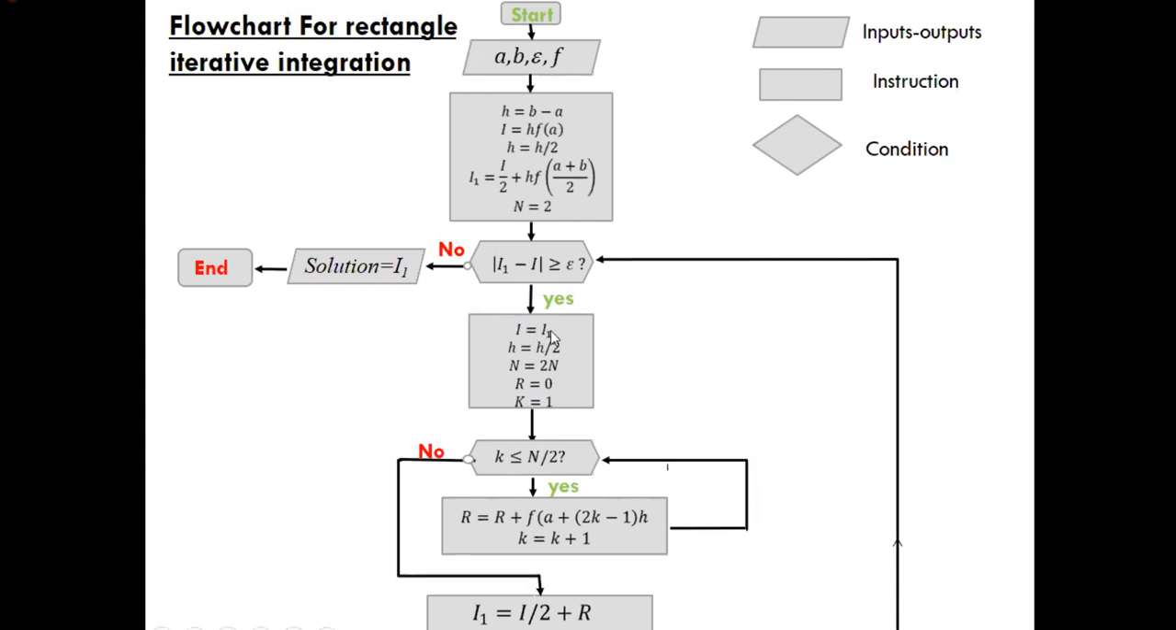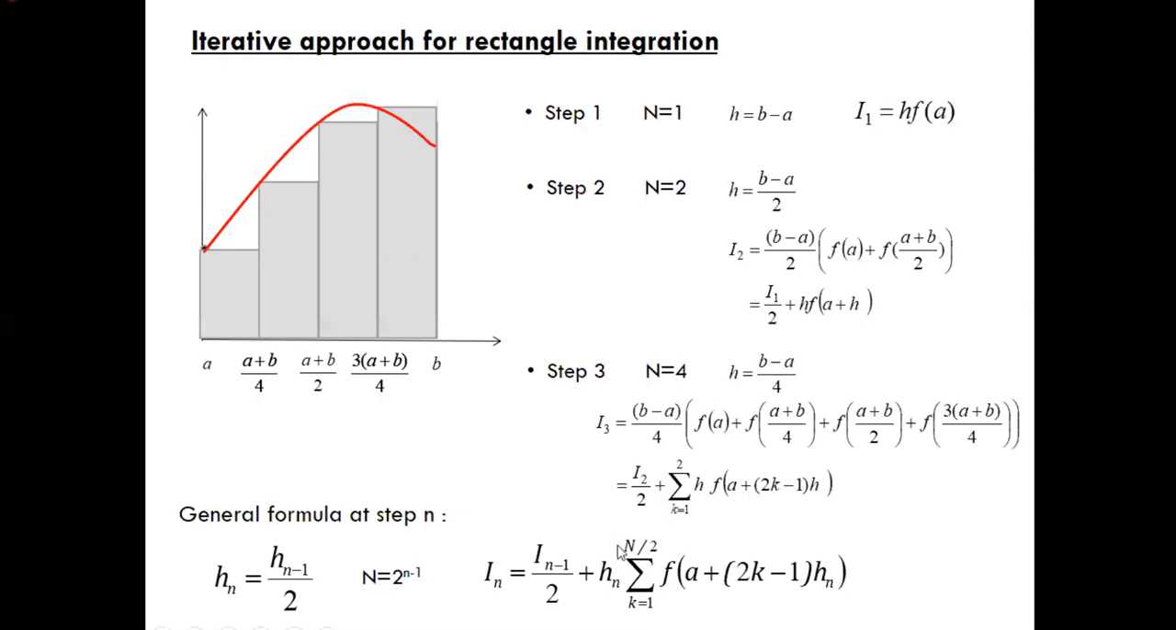You save the previous integral, I equals I1, corresponding to the previous step. You divide the step by 2, you multiply the number of points by 2, and then r equals 0. r will be the sum of all these terms, and now you will do a for loop for k equals 1 till n over 2, because in this expression I had a sum till n over 2 for the odd terms.